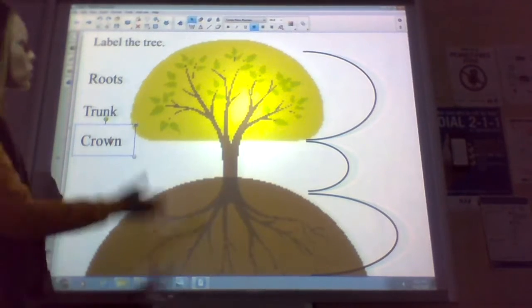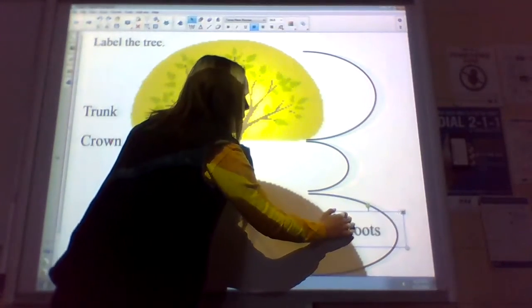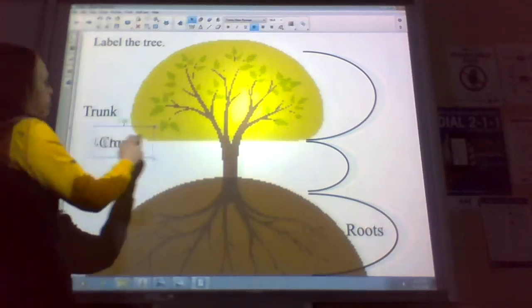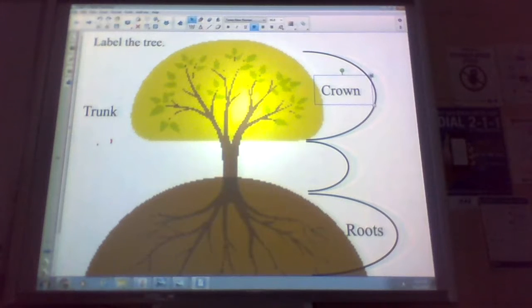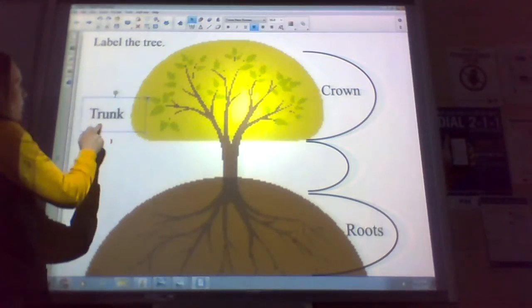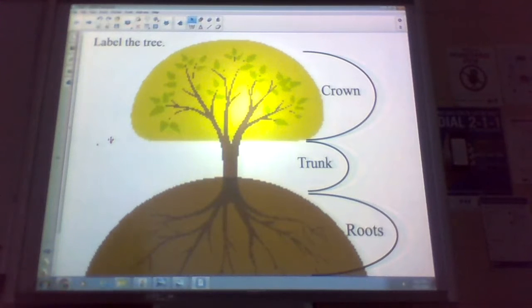So there are three major parts of the tree. The first part that we'll start with is the roots. They are located underneath the soil surface and they extend just as far as the top section of the tree, which is known as the crown. The crown contains the leaves and branches, and we'll talk more about its functions in just a few minutes. And then the trunk is the center portion, also known as the stem. Each part of this tree is going to have a purpose in how that tree functions for the rest of its life. So let's take a look at the functions.